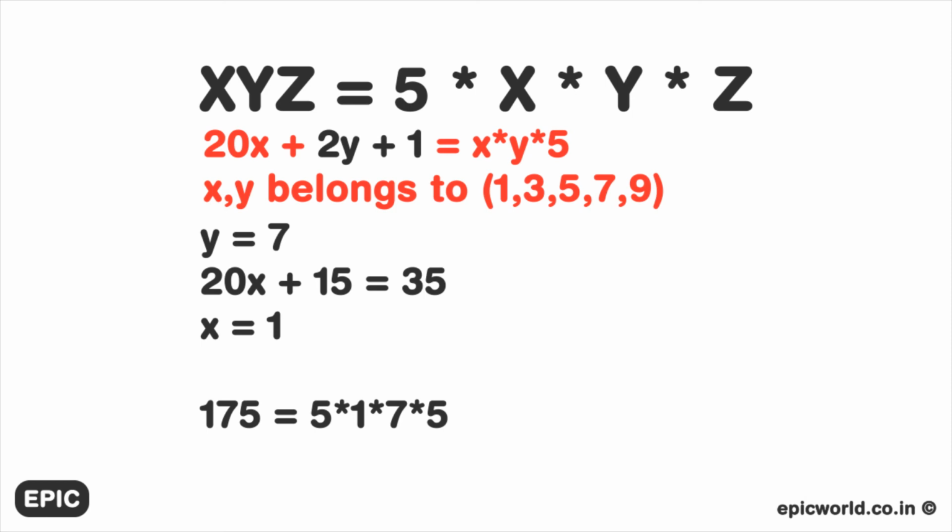Now you are left with a simple equation with one variable which results in x being 1, and indeed 175 is 5 times 35. Hope you like solving this problem or going through the solution.